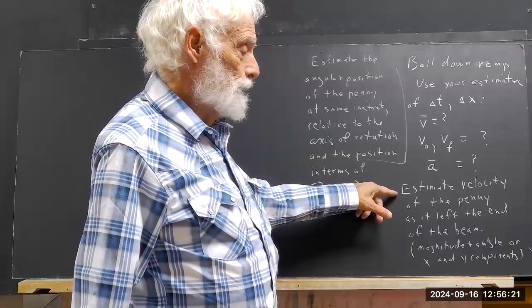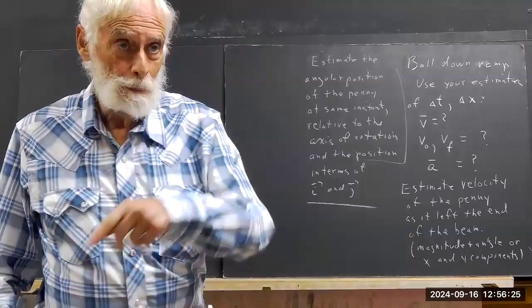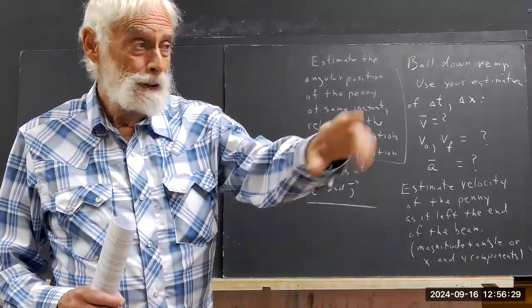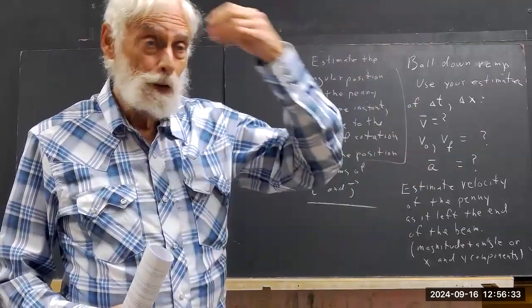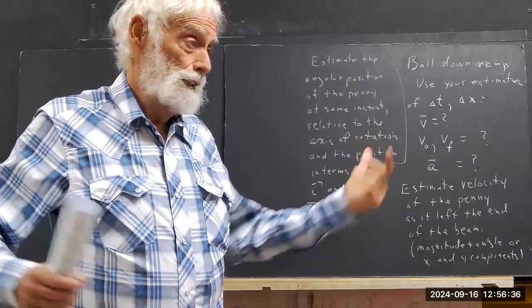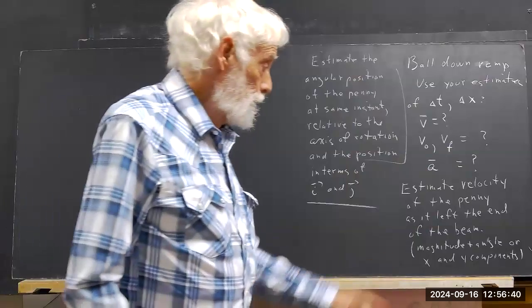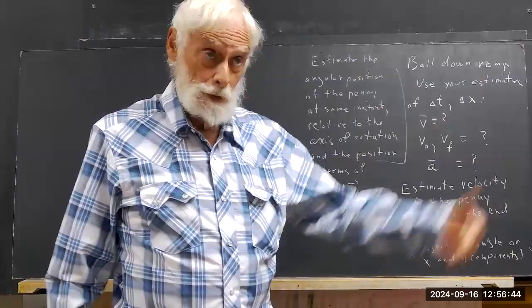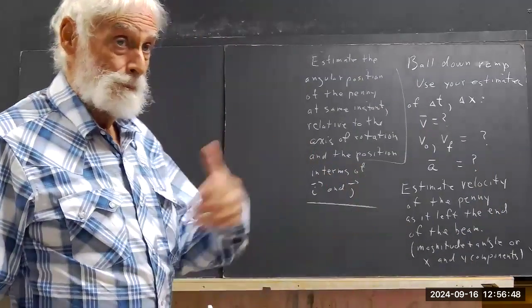Then I want you to estimate the velocity of the penny. Now, just to describe it, the beam was going around pretty fast, and I suddenly stopped it, and there was a penny lying on the far end of the beam. And I ask you to watch and estimate the velocity of the penny. Okay. So either the magnitude and angle of the velocity, or the i and j components of velocity, or the x and y components if you prefer.